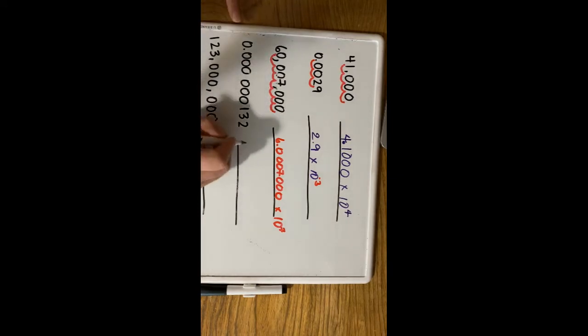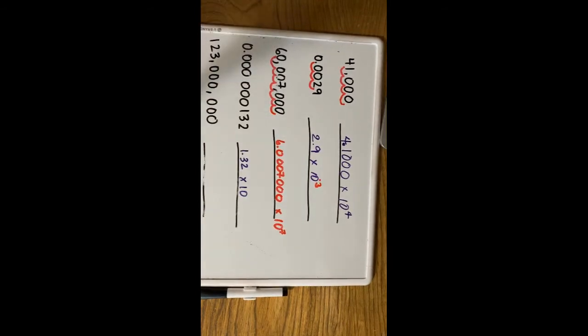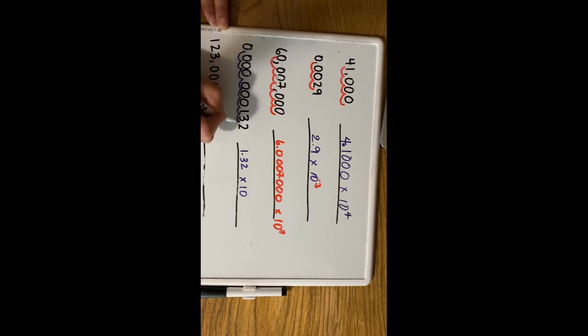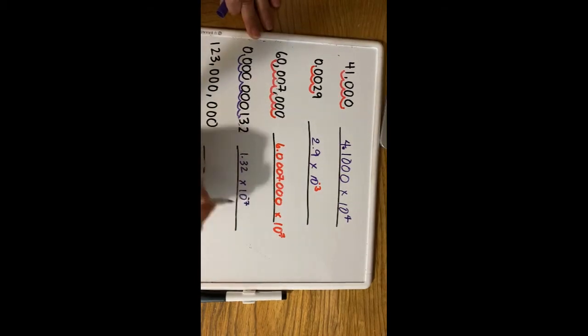Okay, let's look at this one. We want this number to be 1.32 times 10 to the something. Where is the decimal? It's over here. How many spots are we going to move it? 1, 2, 3, 4, 5, 6, 7. Oops, 7 spots. Let me just double check. 1, 2, 3, 4, 5, 6, 7. 7 spots. Okay, now we got to figure out positive or negative. Well, the original number was less than 1, so that is negative.